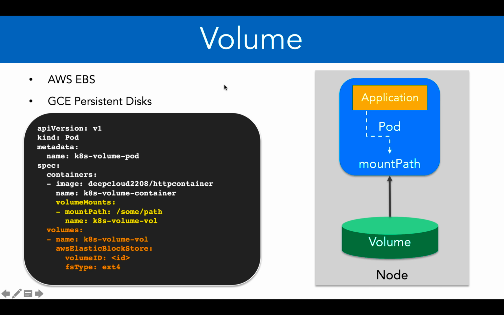And the same thing can be achieved using Google Cloud's Compute Engine persistent disks. The setup would be a little different. So the name would be the same. Instead of AWS Elastic Block Store, we'll have to mention GCE persistent disk, and then the name of the persistent disk using pdName, and then file system type.